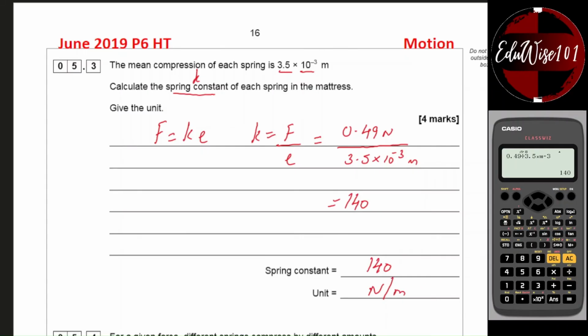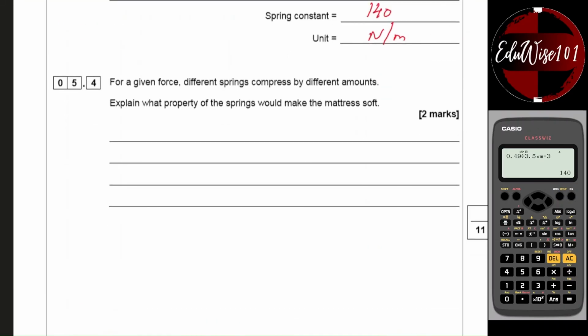Question 5.4. For a given force, different springs compress by different amounts. Explain what property of the spring would make the mattress soft. Now, for the mattress to be soft, you want to compress the spring more with less force. If it takes more force to compress the spring, that means the spring is going to be, or the mattress is going to be hard.